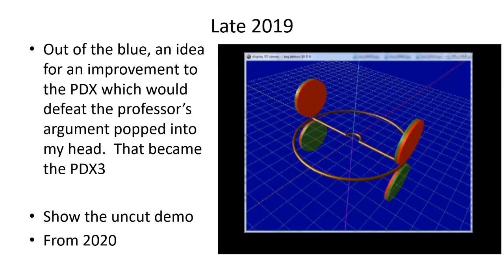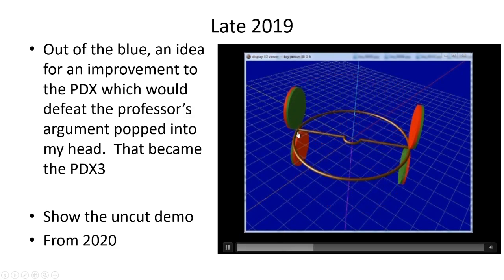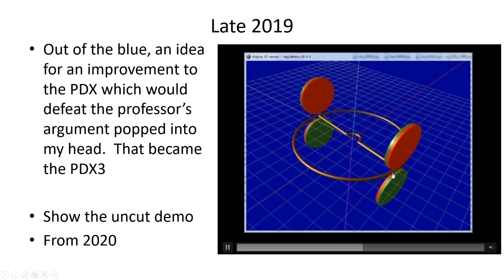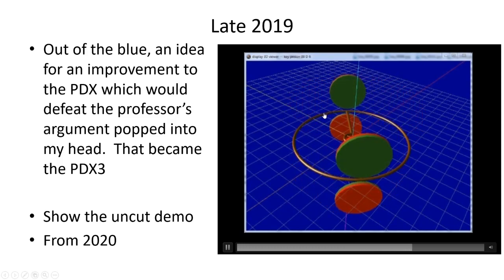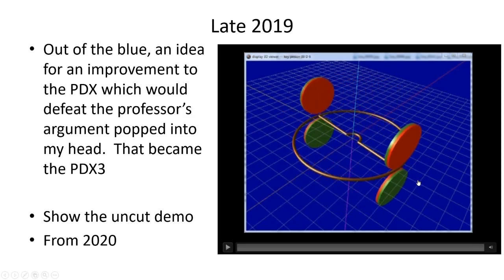So late in 2019, I was working on a lot of other stuff, and all of a sudden, out of the blue, an idea for a third version, Paradox 3, I call it, which would defeat the professor's argument. What the professor's argument was, right here where the magnets were from Paradox 2, because the wire isn't perfectly thin, there could be energy being developed because of the flux moving relative to the thickness of the wire. And that was a valid argument.